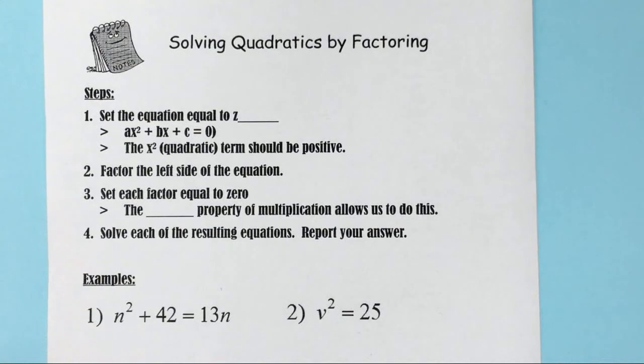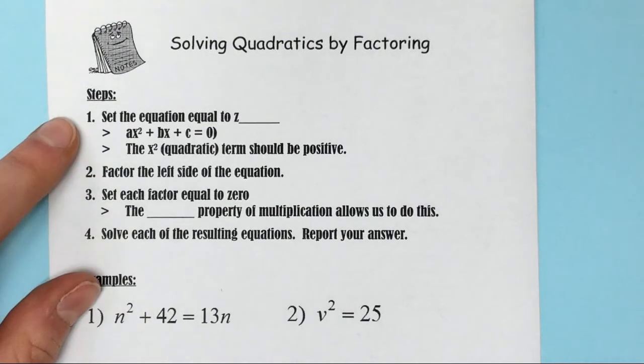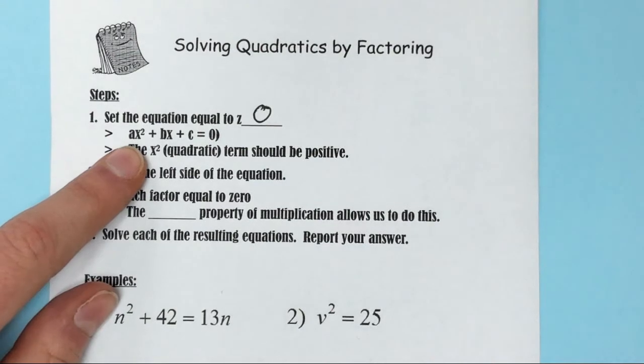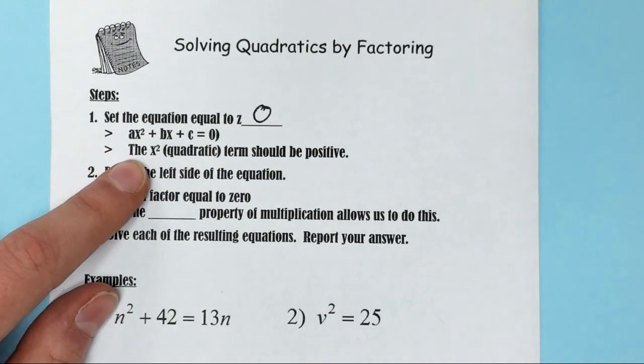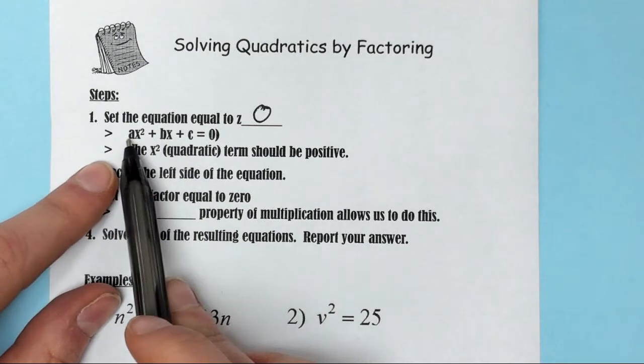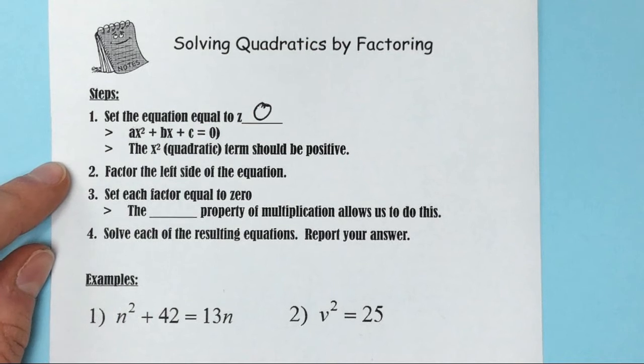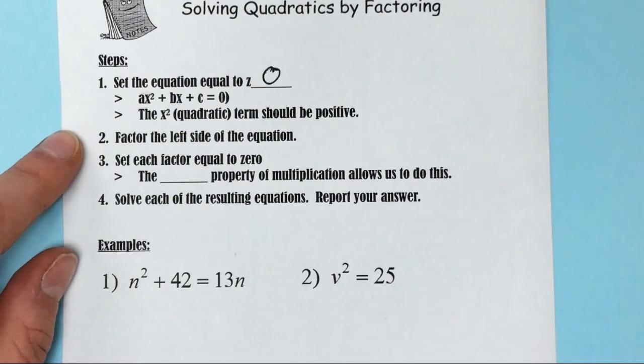In this video, we're going to talk about solving quadratics by factoring. So the first step is to set the equation equal to 0. So your equation should be in the form ax squared plus bx plus c equals 0. The x squared, or the quadratic term, should be positive, so you want to make sure you have a positive first term.